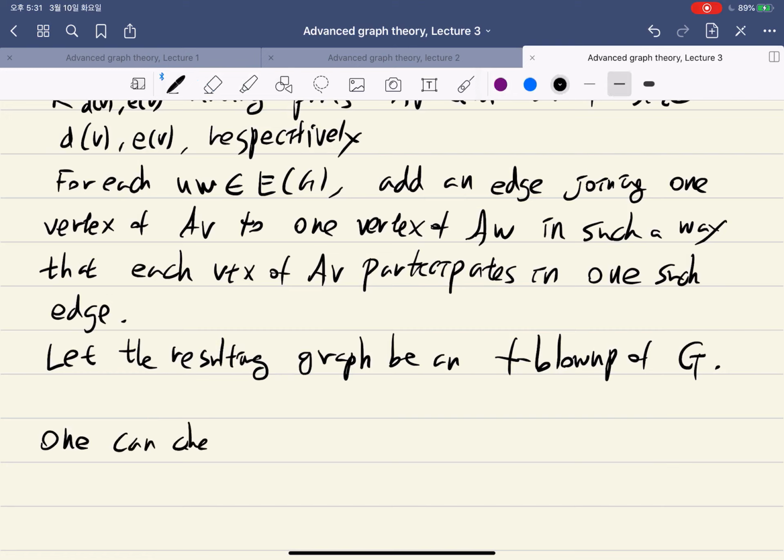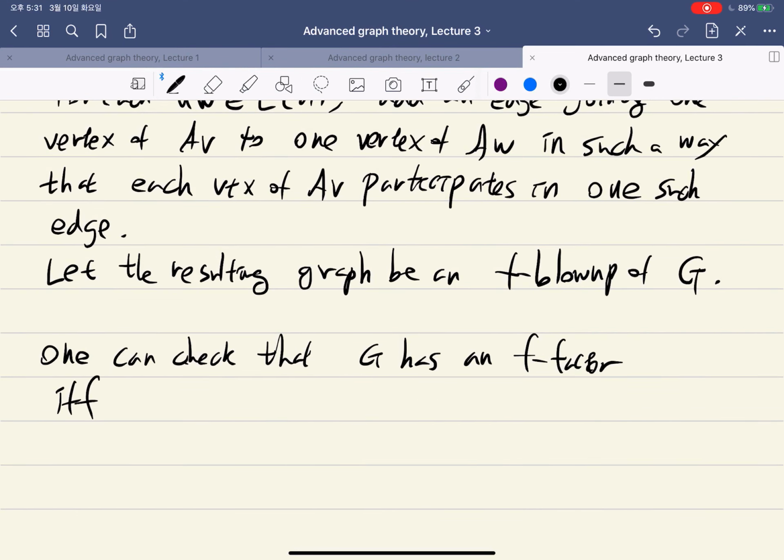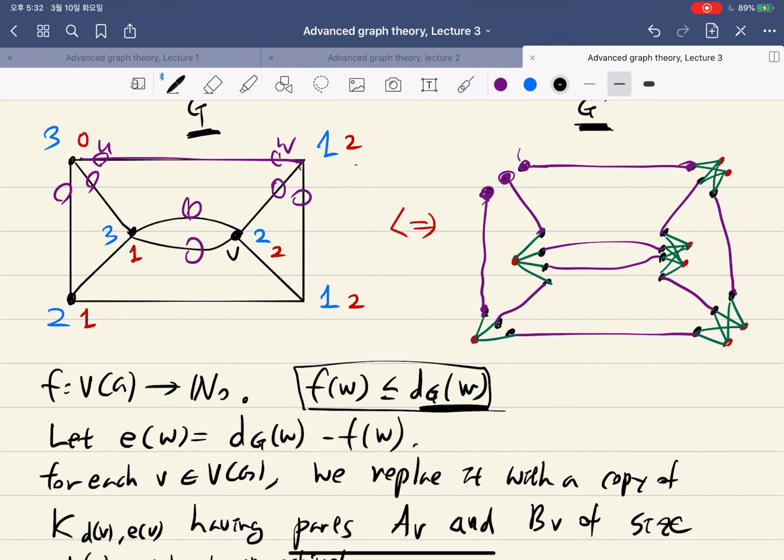One can check that G has an f factor if and only if its f blow-up has a one factor. So this is actually a concept we have learned in undergraduate graph theory.